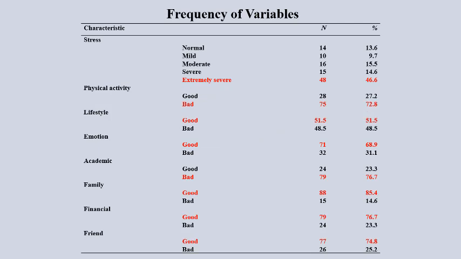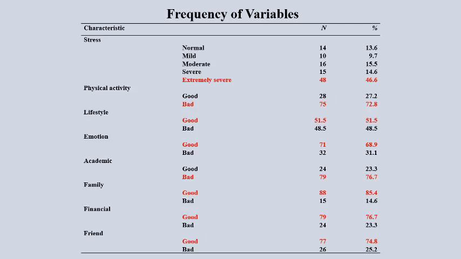Now we arrive at the frequency of variables part. Based on our research, it is found that out of 103 respondents, only 14 of them are normal, while the rest are experiencing stress. In terms of numbers, 48 of them are having extremely severe stress based on DASS scoring.